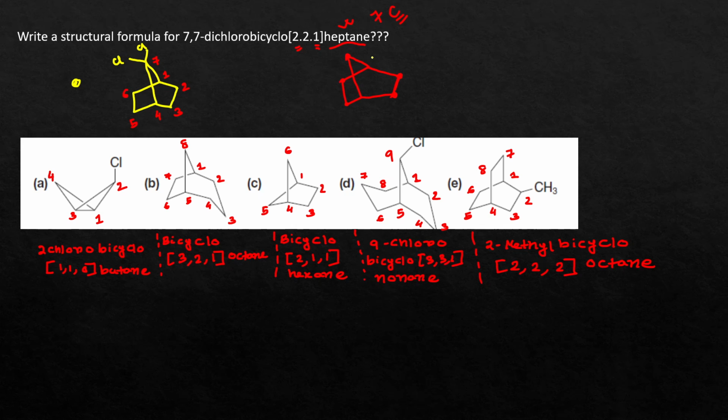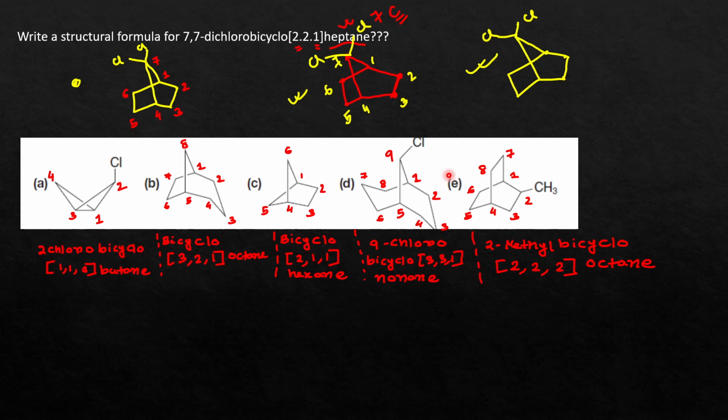So these are some of the problems that I have solved. You can see that these are the structures of bicyclic compounds that are drawn, and it is asked what the nomenclature of this type of bicyclic compound is. I am not explaining each of these here, I am explaining only this last one. You can see that this is the structure of the last one.